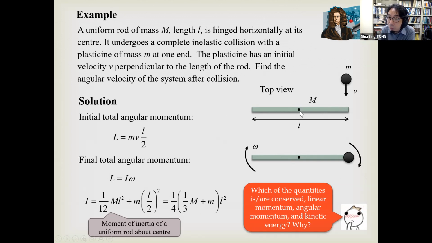There is an external force from the pin. The rod is not free. The rod is pinned to the table, which is fixed. So there is external force from the table acting on the rod through the pin, right? If there's external force, how would angular momentum be conserved? I want you to really think about this question. And how about linear momentum? If there's external force, will linear momentum be conserved? And how about energy? Will kinetic energy be conserved?